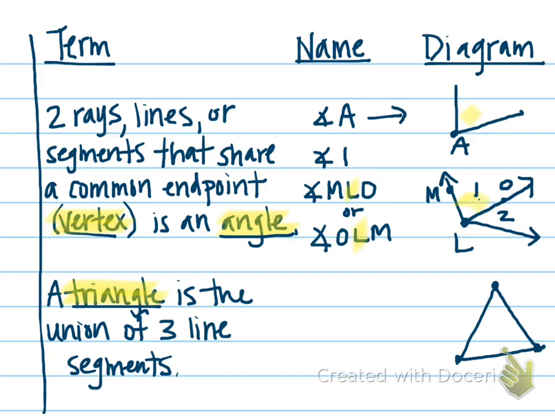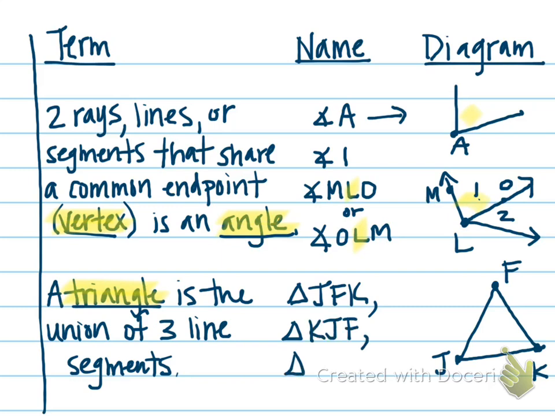A triangle is the union of three line segments. Union means you put it all together and see what you've got. You kind of add them together. If you look on the right, there are three segments. They are joined at their endpoints. Let's say they're labeled J, F, and K. Remember, we're using capital letters always to label points. The way that you would name this triangle is just list those three letters in any order that you want. And in front of it, you're going to put a little triangle symbol. So we could call this triangle JFK. We could call it triangle KJF. We could call this triangle FKJ. You kind of get the idea here.